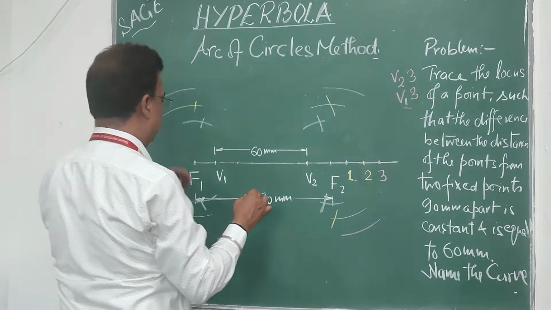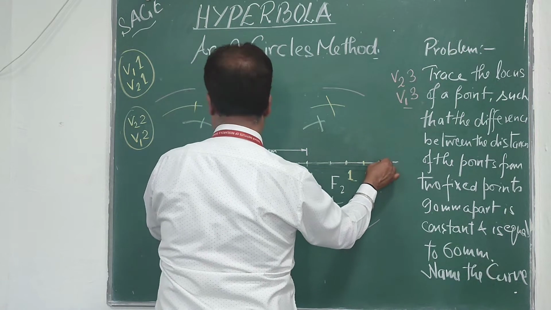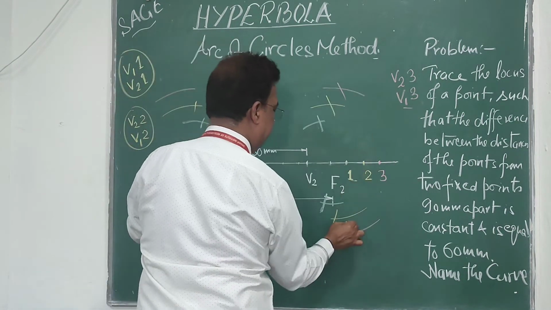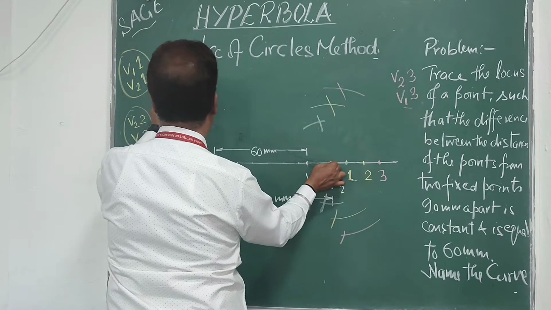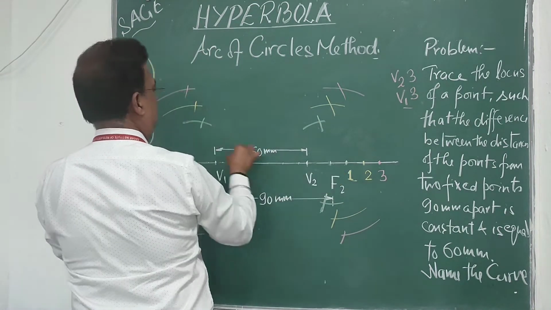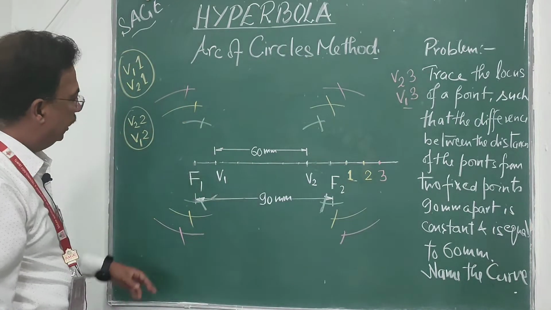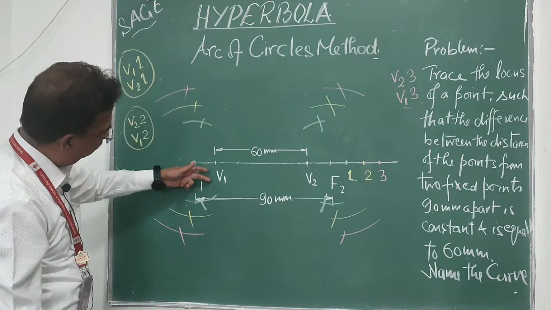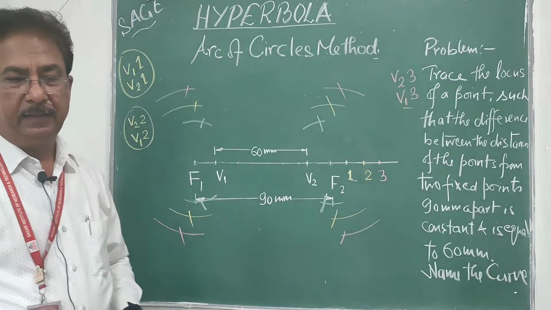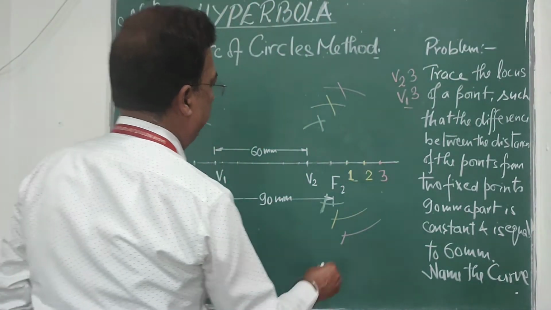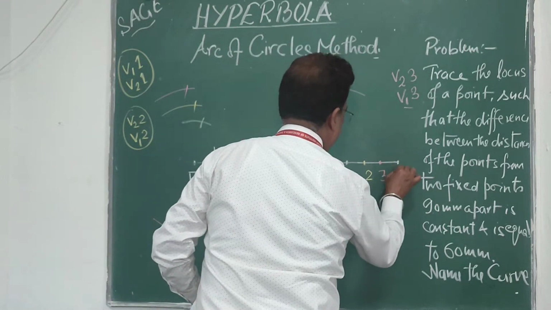Same way V1 3. So this V1 3 I will pick from here. F1 will be the center, same radius, arcs. You can get 3 more points. Now if you look, the curve has almost started generating. If we like, we can take one more point, and I will take a last point.